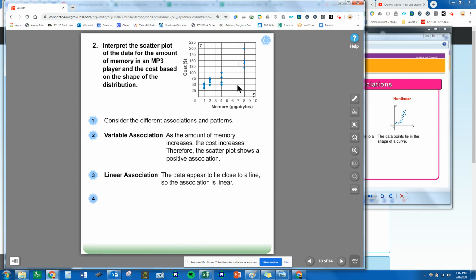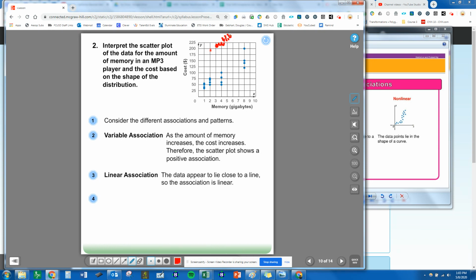Now, last, what you also always want to consider is, is there an outlier? Now, what is an outlier? Outlier is another vocab word. With an outlier, you're going to get a dot that's way off the mark. Maybe somebody bought 2 gigs of memory for almost $200. That would be what we call an outlier. It's just way, way off. And so we use that word outlier.